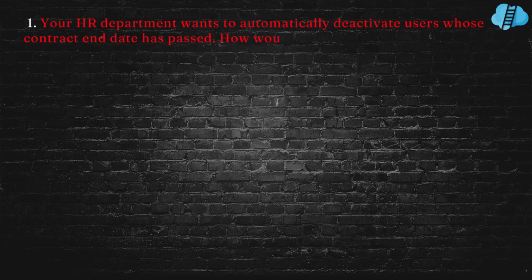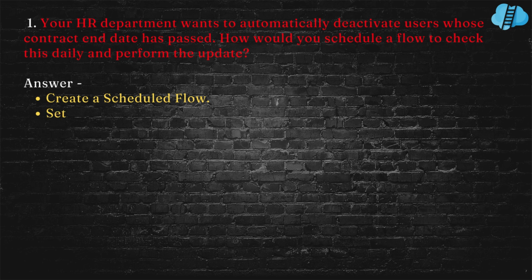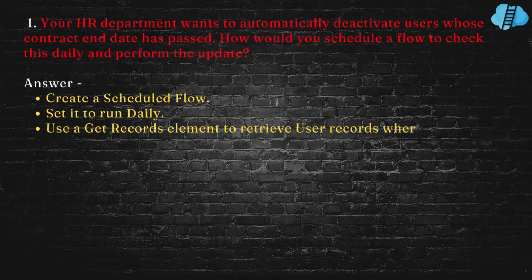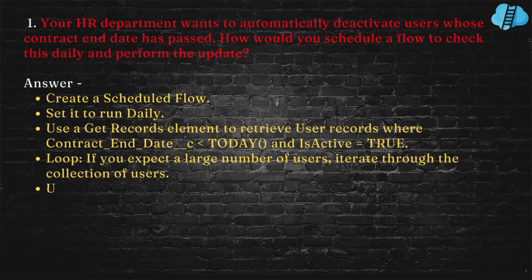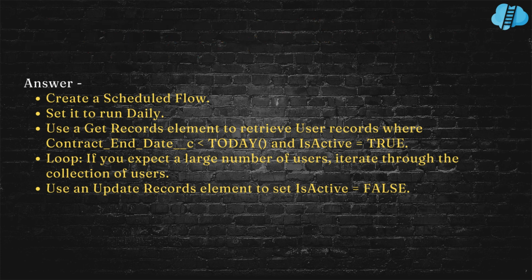Let's start. 1. Your HR department wants to automatically deactivate users whose contract end date has passed. How would you schedule a flow to check this daily and perform the update? Answer. Create a scheduled flow. Set it to run daily. Use a getRecords element to retrieve user records where contract_end_date__c less than today, and is active equals true. Loop. If you expect a large number of users, iterate through the collection of users. Use an updateRecords element to set is active equals false.